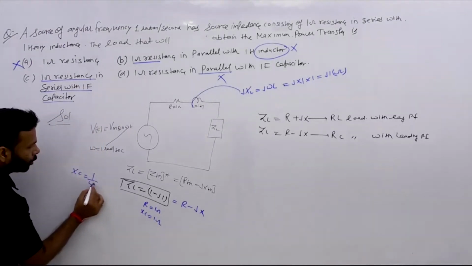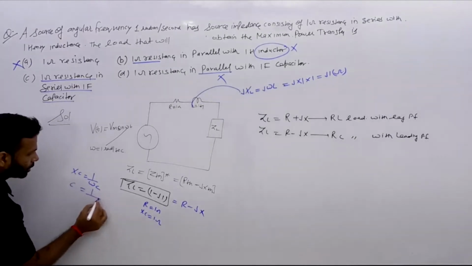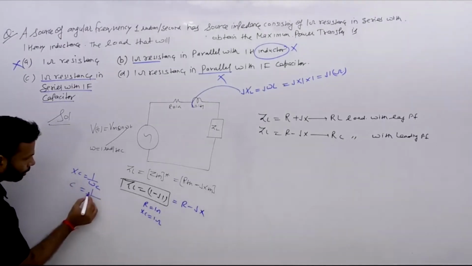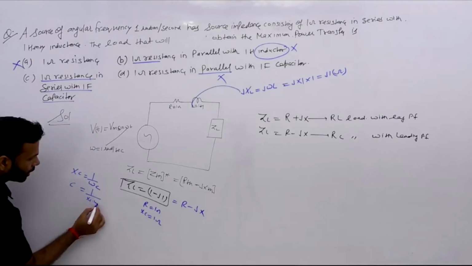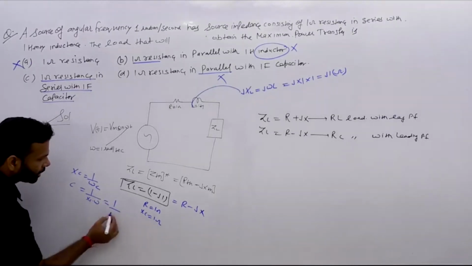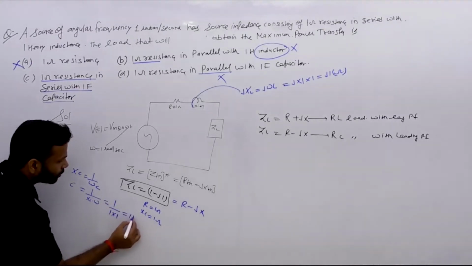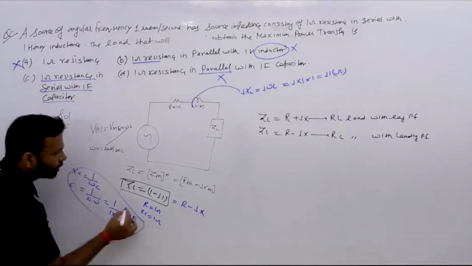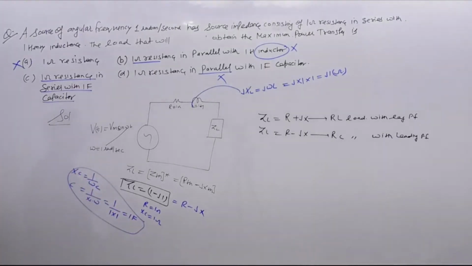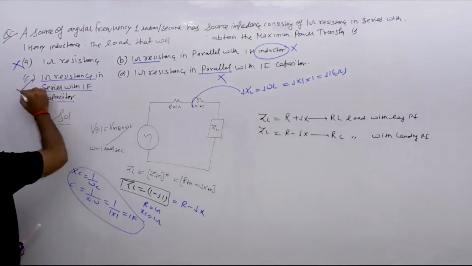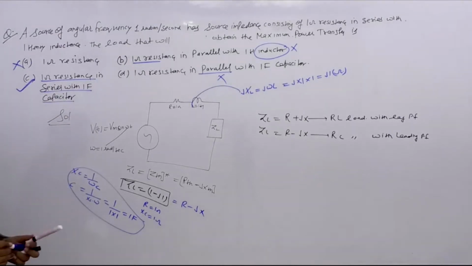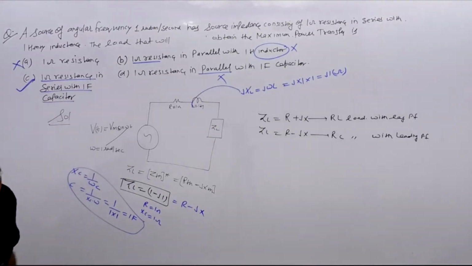Xc is 1 upon omega C, so C is 1 upon Xc into omega. And how much is Xc? Xc is 1 and omega is 1. So it is 1 farad. So we are having the 1 ohm resistance in series with a 1 farad capacitor. That's why our option C is correct. So we are moving now to the next question. Let's see what our next question is.